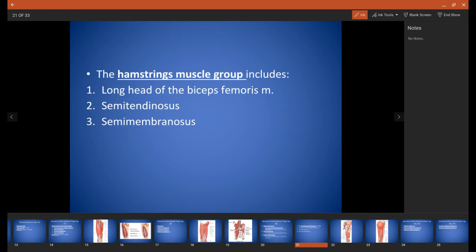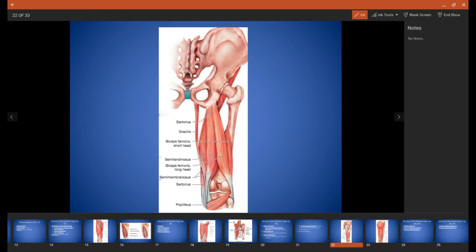Here's a reminder that the hamstring muscle group is going to be the long head of the biceps femoris, semitendinosus, and semimembranosus, but it's not going to include the short head of biceps femoris. Now, looking at our pictures here, when it comes to the hamstrings, one cool thing is that they all originate at the same point, the ischial tuberosity.